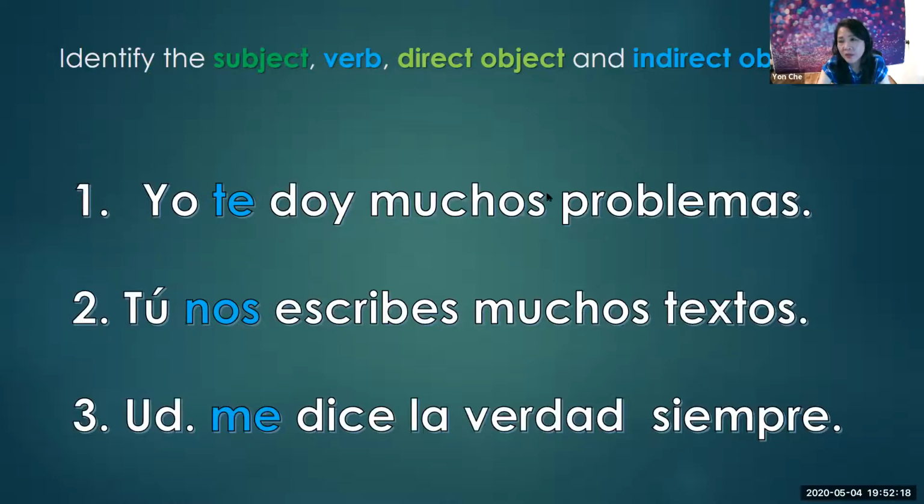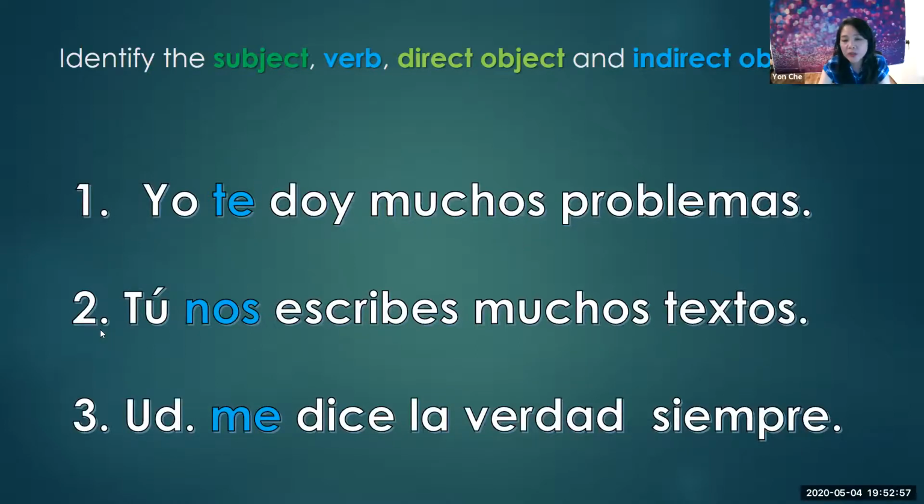And what is the indirect object pronoun? You gotta ask, to whom are the problems being given? Who is the recipient of these problems? According to this sentence, it is te. Okay, this is to you. That's how we say to you in Spanish, te. This is not tú. Tú is you. Te is to you or for you. So I give many problems to you. You is the recipient of my problems. Therefore, this is the indirect object.